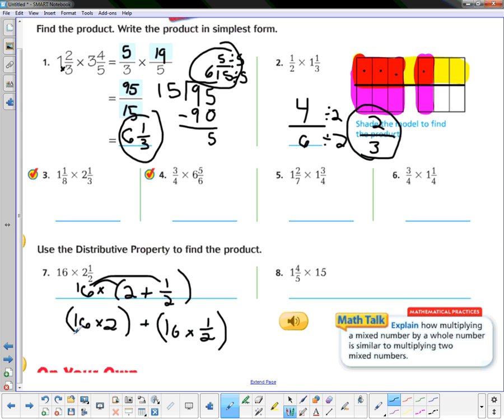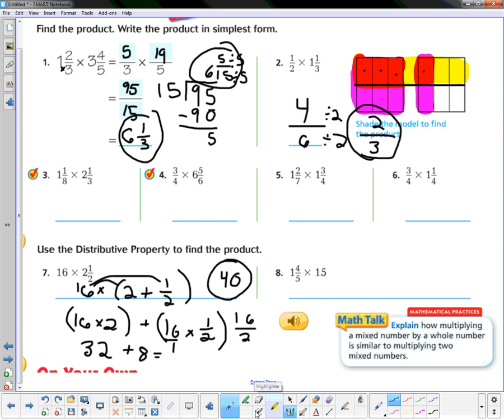So 16 times 2, that's actually 32. And 16 times 1/2, I could put it over 1. 16 times 1 is 16, over 2, because 1 times 2 is 2. That's going to equal 8. 32 plus 8, my answer is 40. I'm going to write the 40 right here and then circle it, because there's a lot of room there. Okay.